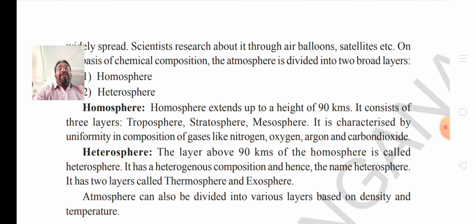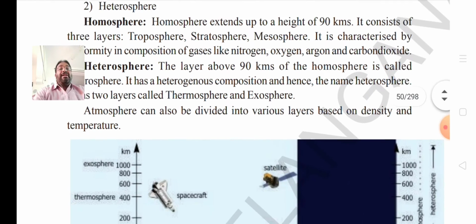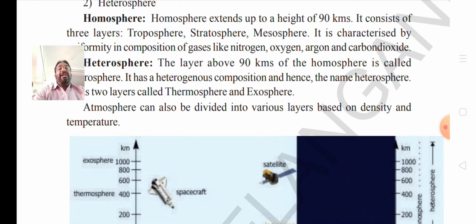So what is heterosphere? The layer about 90 kilometers above the homosphere is called heterosphere. It has heterogeneous composition and hence the name heterosphere. It has two layers called thermosphere and exosphere. We will see the details afterwards.